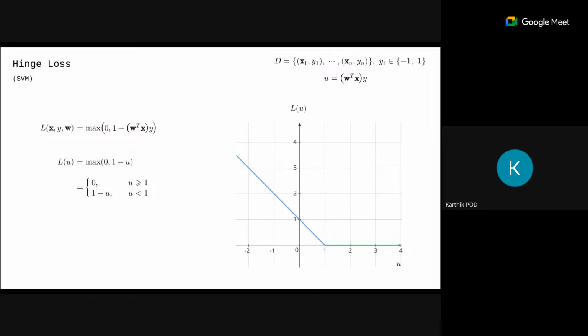So this is another convex approximation to your 0-1 loss. And notice that this is far better than the squared loss, because for all these points which are correctly classified, the loss is 0, as it should be. That's what you expect. But then why do you think here the loss is non-zero? For this region, even though it's correctly classified, the loss is non-zero. Why is that the case? Shouldn't this also be 0?